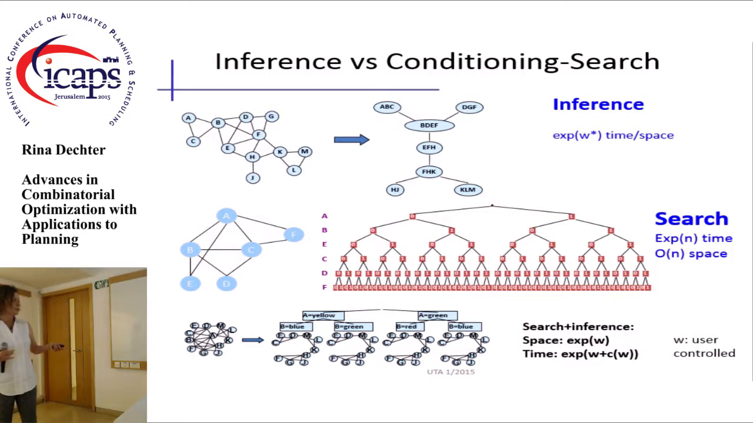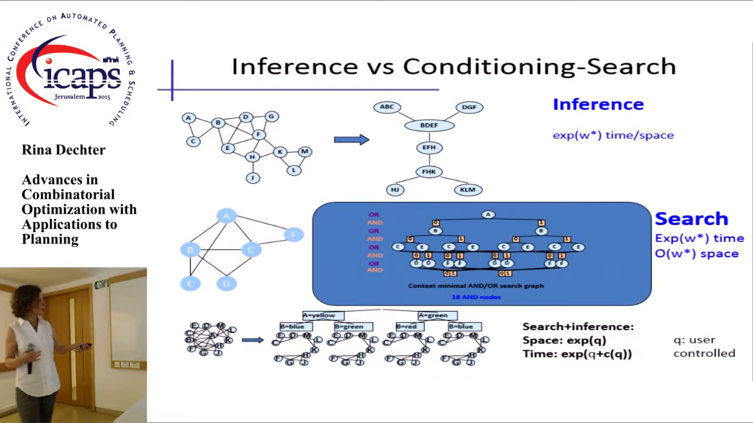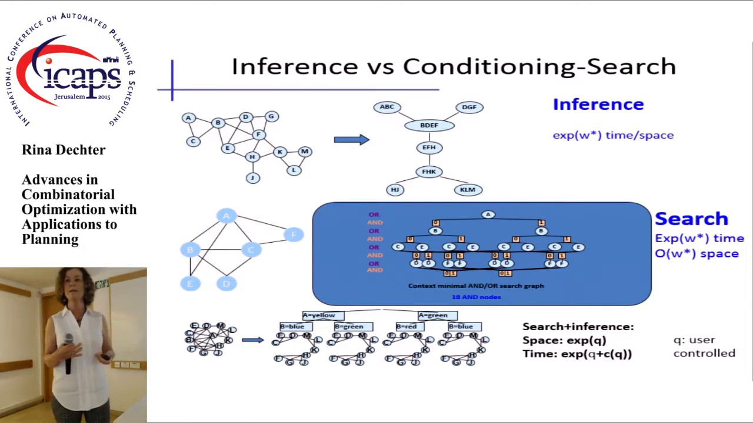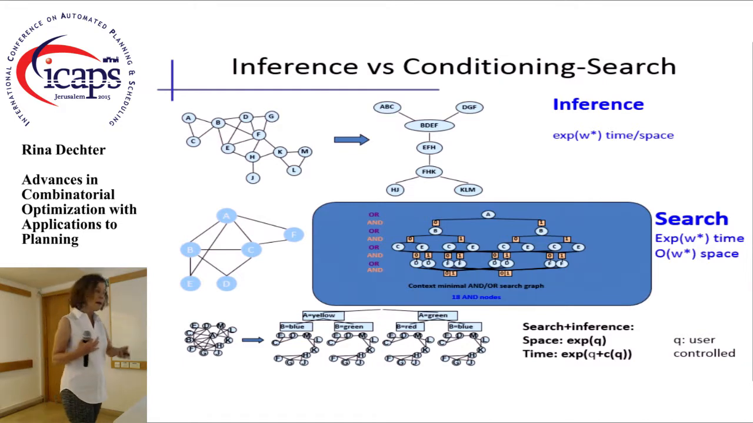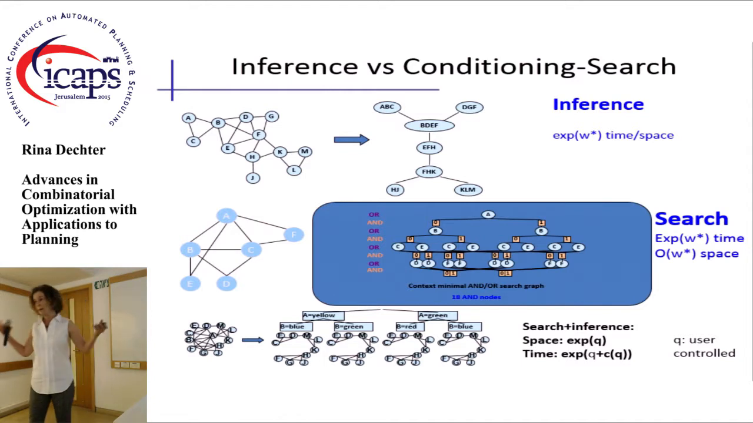Search is not just on this exponential search space. We can compact the search space into an AND/OR graph. And if we do search on this graph, we do things far more effectively, and we still have much of the benefit of search. So that's a general picture of all the algorithms that I will describe here.